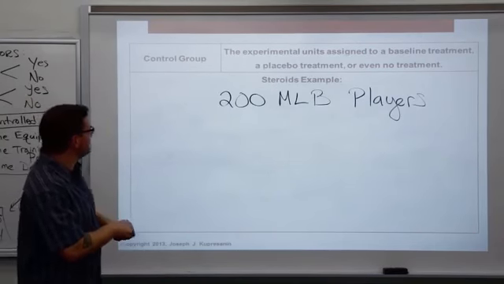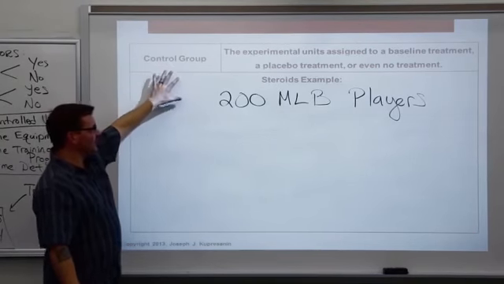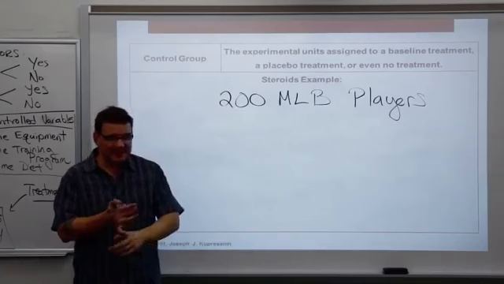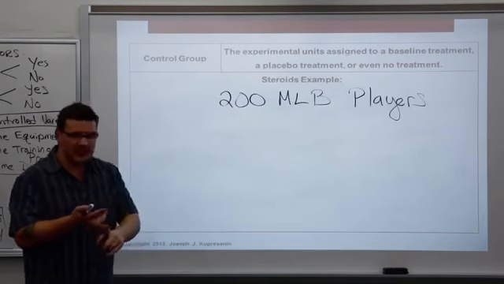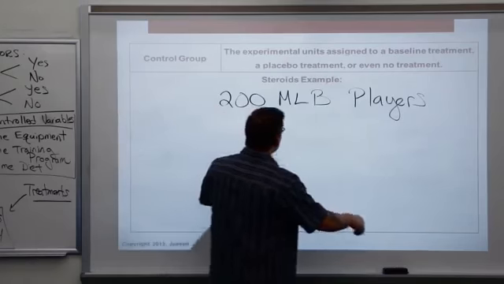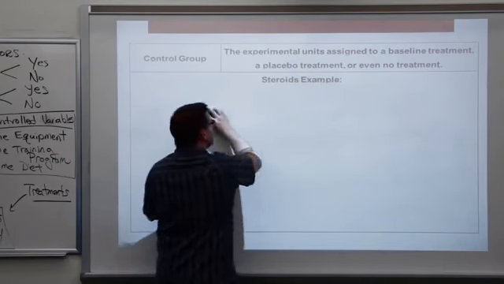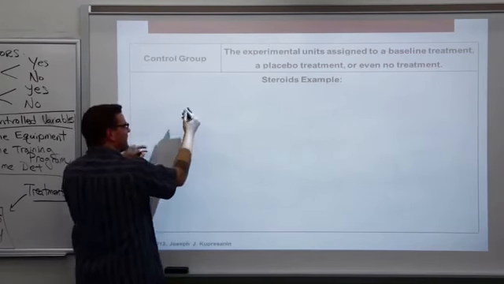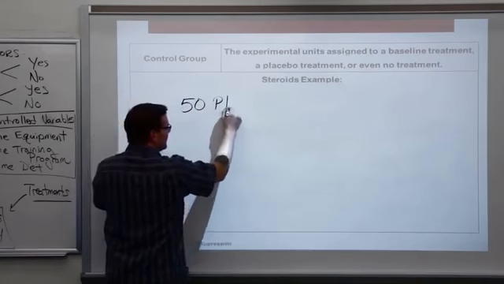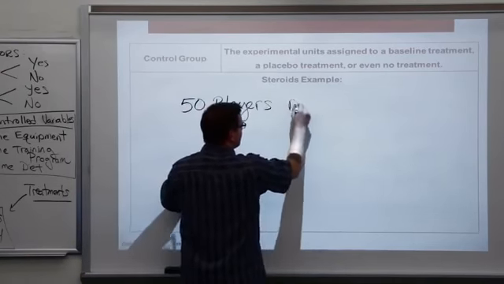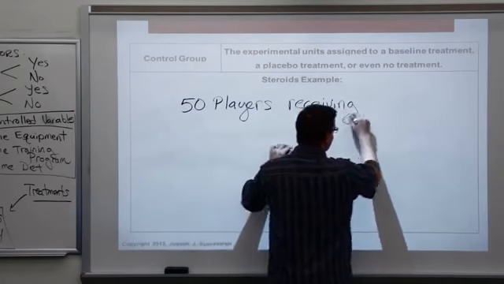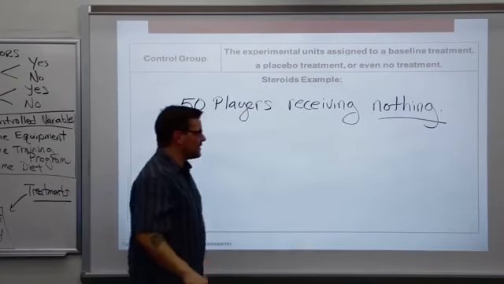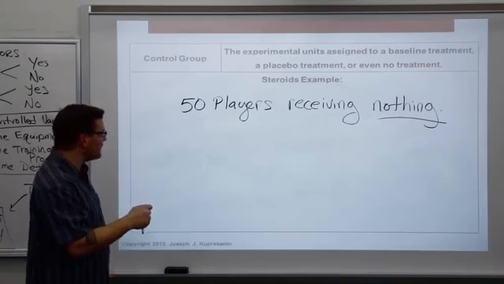Okay, control group. Probably heard this before. Let's formalize it, make sure we know what we're talking about. Experimental units assigned to maybe a baseline treatment, or a placebo, or even no treatment at all. In our steroid example, it's obvious, right? The baseline treatment, these were the 50 players receiving what? These are the 50 players that were receiving nothing. Nothing is the baseline treatment. No HGH, no steroids, right?